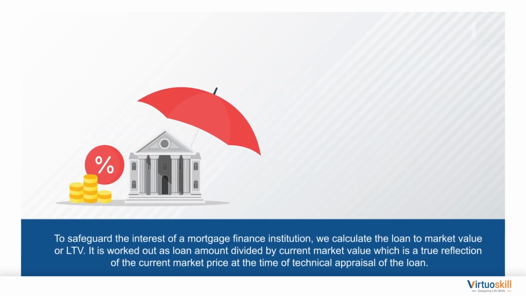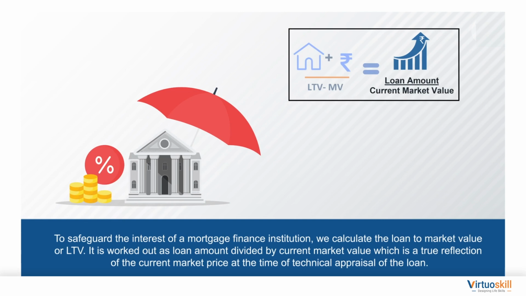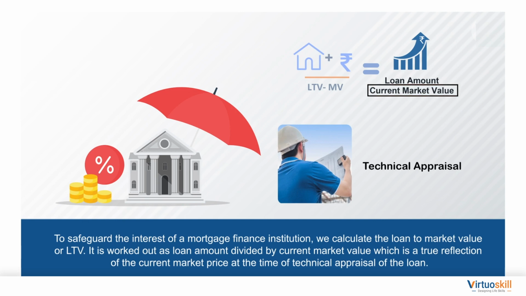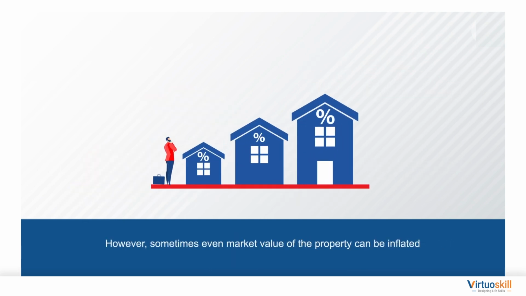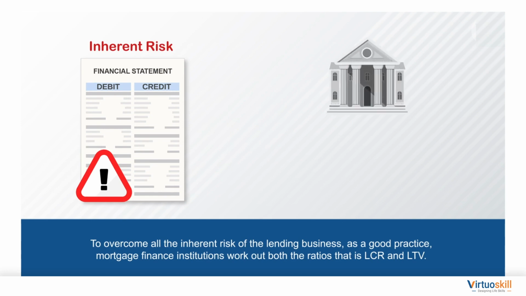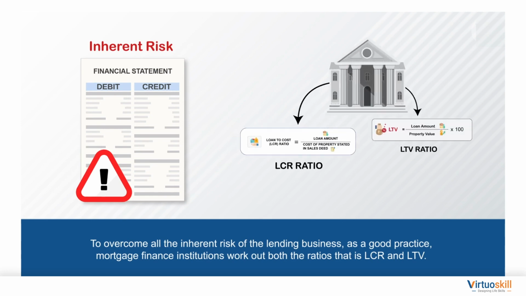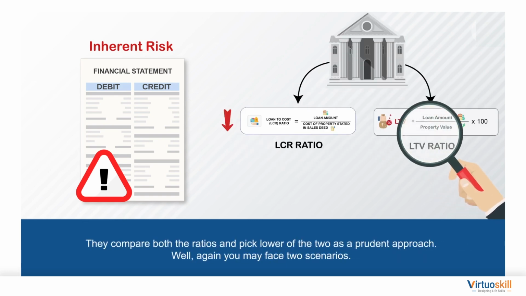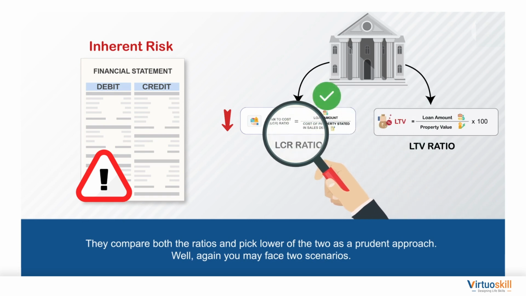To safeguard the interest of a mortgage finance institution, we calculate the loan to market value or LTV. It is worked out as loan amount divided by current market value, which is a true reflection of the current market price at the time of technical appraisal of the loan. However, sometimes even market value of the property can be inflated. To overcome all the inherent risk of the lending business, as a good practice, mortgage finance institutions work out both the ratios, that is, LCR and LTV. They compare both the ratios and pick lower of the two as a prudent approach.